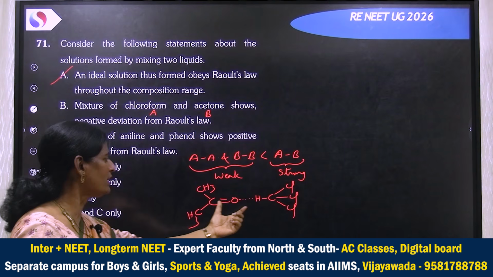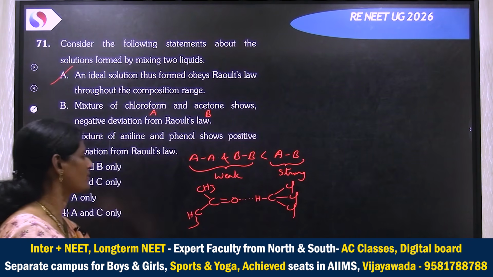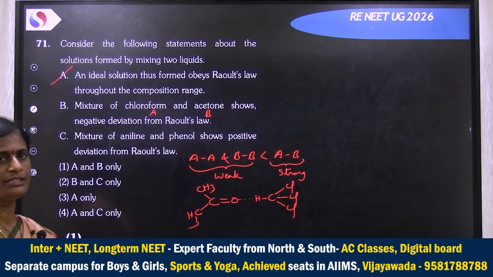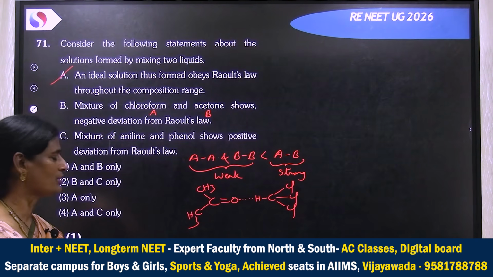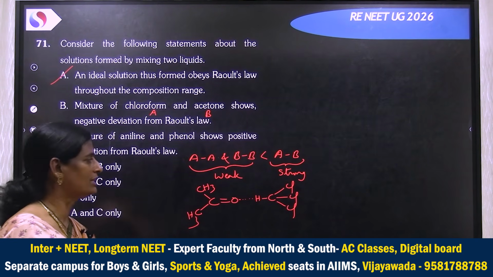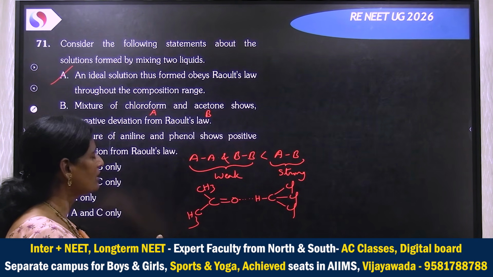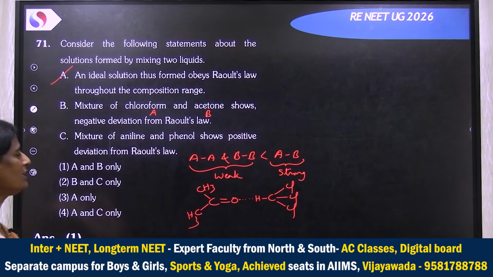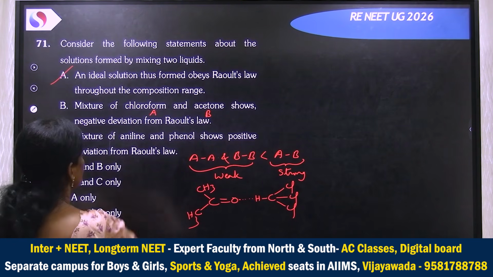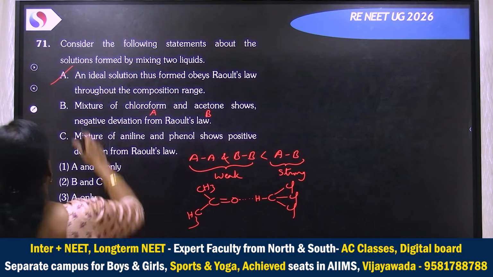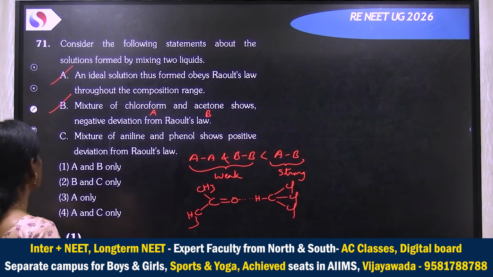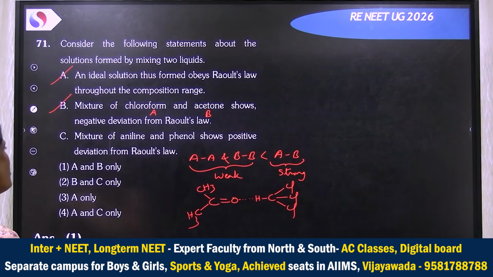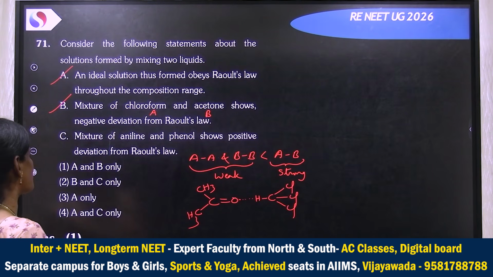So due to strong interactions between these two liquids, the escaping tendency decreases after forming solution. If escaping tendency decreases, the vapor pressure is less than that calculated by Raoult's law. Therefore, this solution shows negative deviation from Raoult's law. It is correct only. Mixture of aniline and phenol shows positive deviation from Raoult's law.